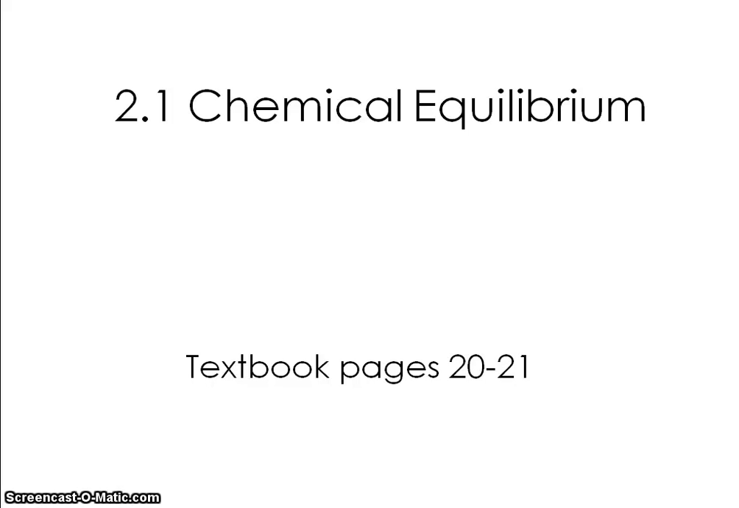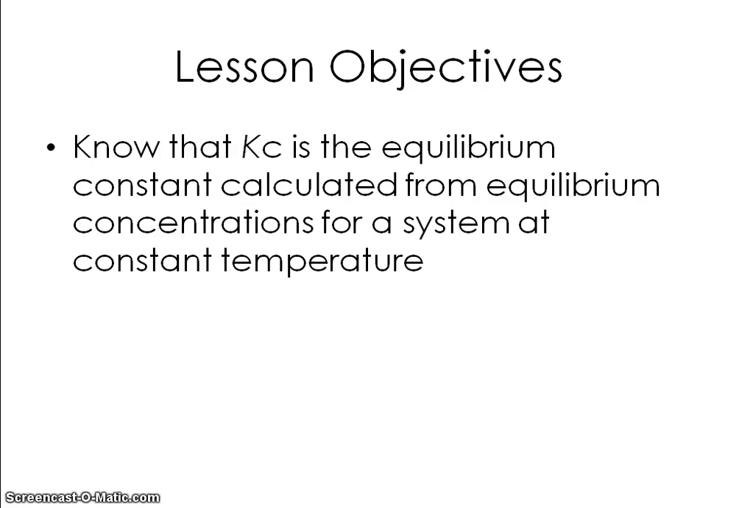Welcome to the video for 2.1 Chemical Equilibrium. You need to look at your textbook to help with this, then look at pages 20 to 21. Lesson objectives for today are to know that Kc is the equilibrium constant calculated from equilibrium concentrations for a system at constant temperature.